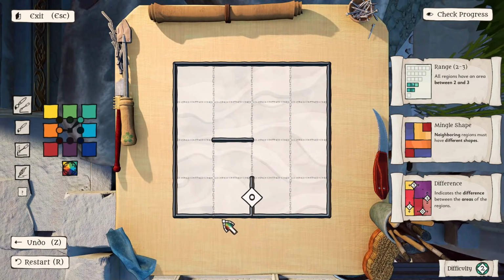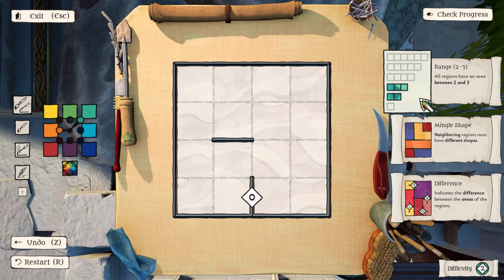Should we jump into a 5? No. No, we shall not. Range 2 to 3. Mingle shape. Neighboring regions must have different shapes. I really wish they didn't have those 2 rules in the game that are very similar to each other. Difference indicates the difference between the areas of the regions. Of course, range 2 to 3.